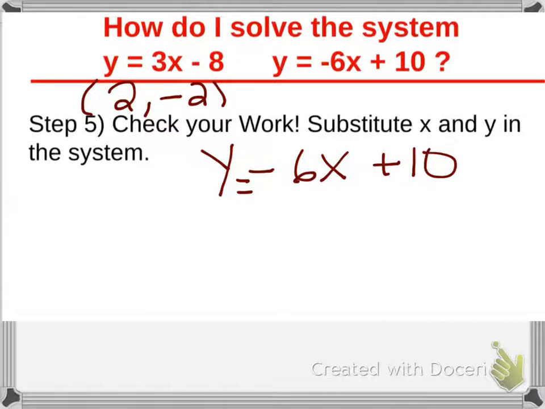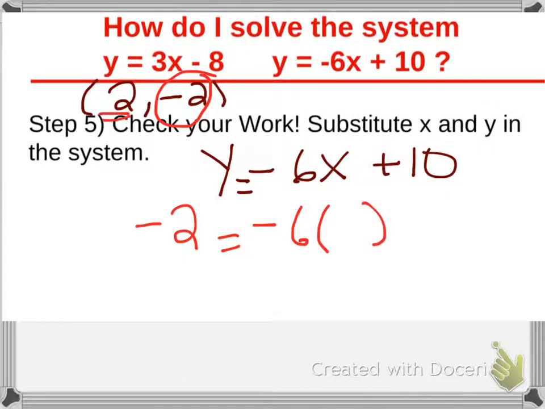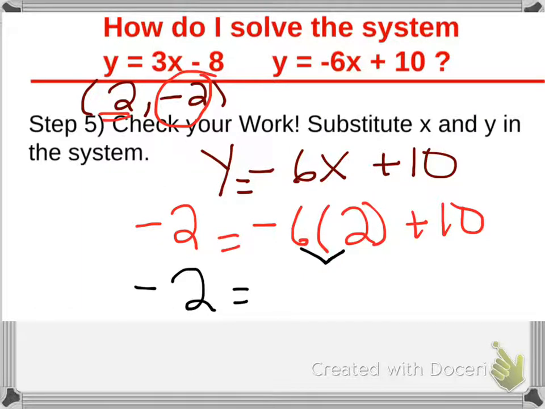So I'm going to substitute the value of y, which is this coordinate point, negative 2, and negative 6 times the value of x, which is positive 2, plus 10. And we're going to see if the left-hand side is equal to the right-hand side. So let's do our operations. This is negative 2. What is negative 6 times 2? That would be negative 12, because we know a negative times a positive is always a negative. And we're going to add 10 to that result. So negative 12 plus 10.